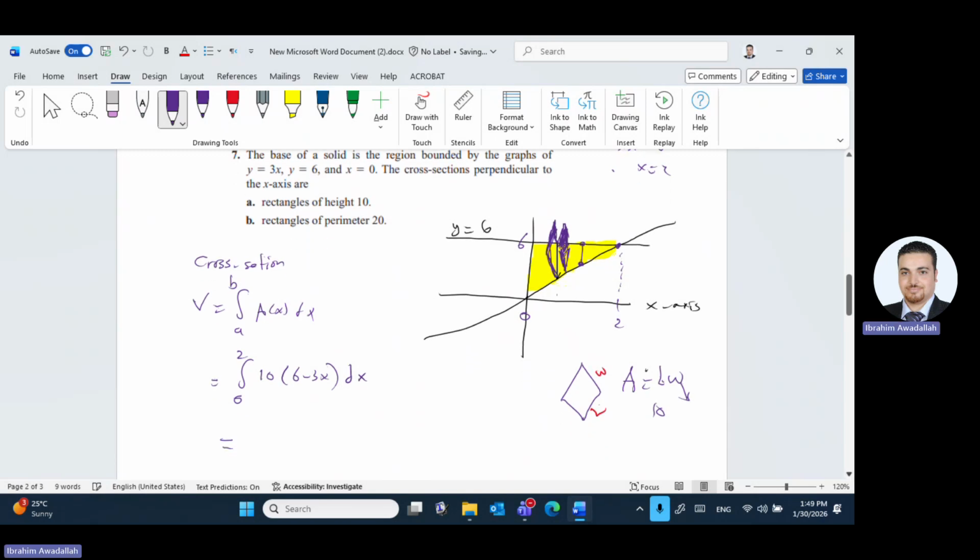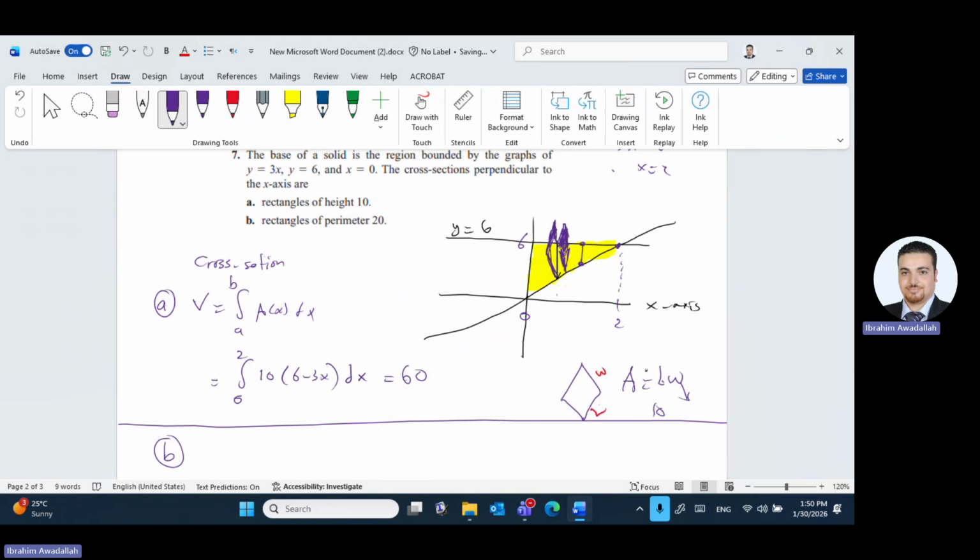I have the answer 60. I told you these are from the book, so the answers exist with me, but I'm not sure. I should check. I trust my answer, but you know, sometimes anyone can make a mistake. Open brackets, 6 minus 3x, close the brackets, equal, good work, 60. Okay, to have space here, this was A, this will be B.